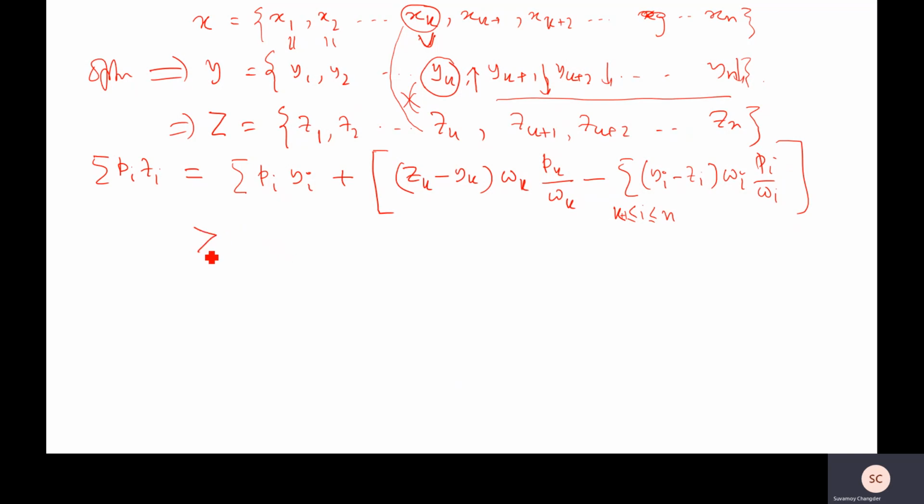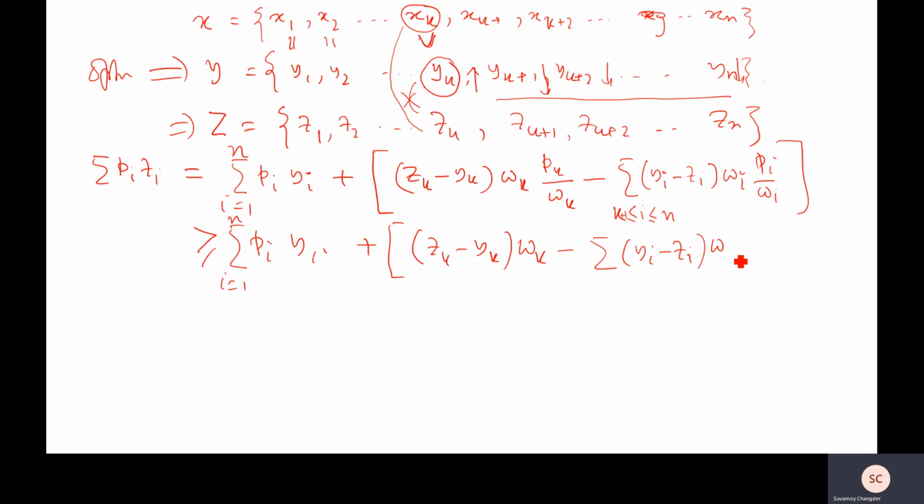Now we can write this is greater than or equal to the sum of pi yi, where i equals 1 to n. All the values we have selected. Plus zk minus yk into wk, minus the sum of yi minus zi times wi, and we are multiplying all these values with pk by wk.